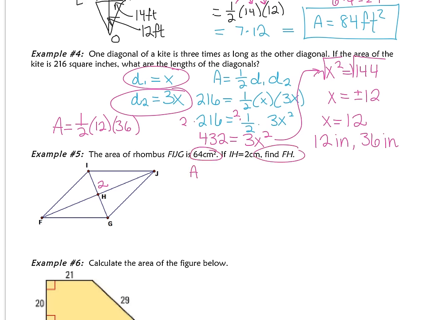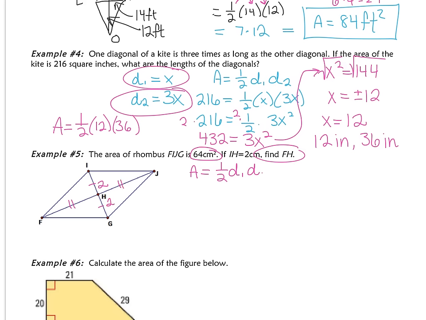So remember that the area of a rhombus is the same as the area of a kite. It's 1/2 times the diagonal 1 times the length of diagonal 2. For a problem like this, those properties of diagonals of rhombuses and kites become really important, because I know now, because this is a rhombus, the diagonals bisect each other. So this piece and this piece are congruent. IH to HG and FH to HJ are congruent. So therefore I know that HG is also 2.